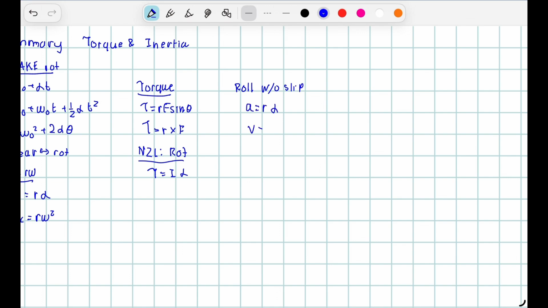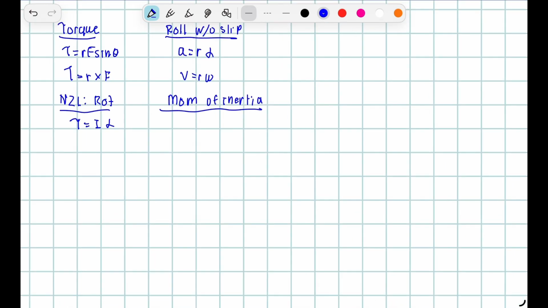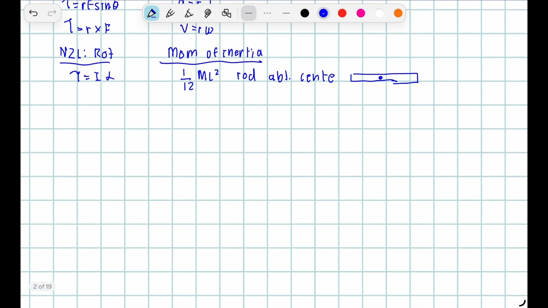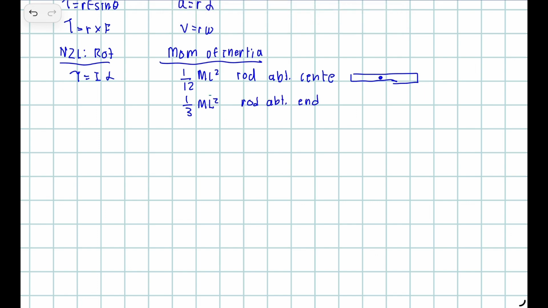Now, rolling without slipping, you have a is equal to r alpha, v is equal to r omega. Now, for our moments of inertia, we have 1/12 m l squared, rod about center, and rod about end is 1/3 m l squared.